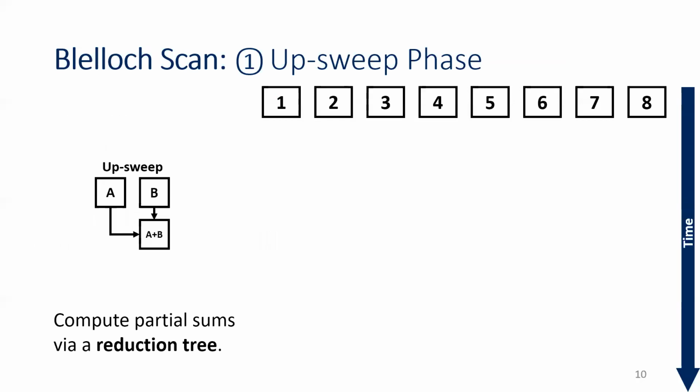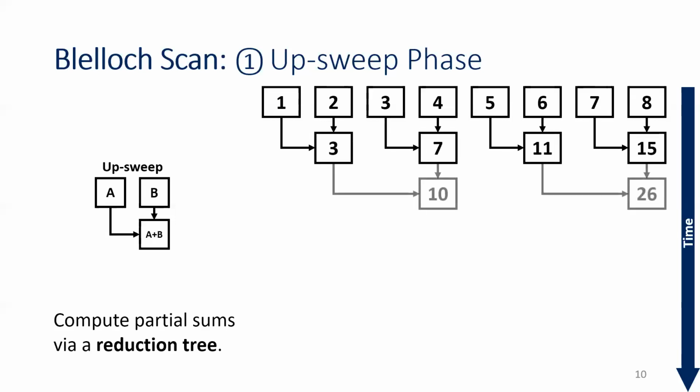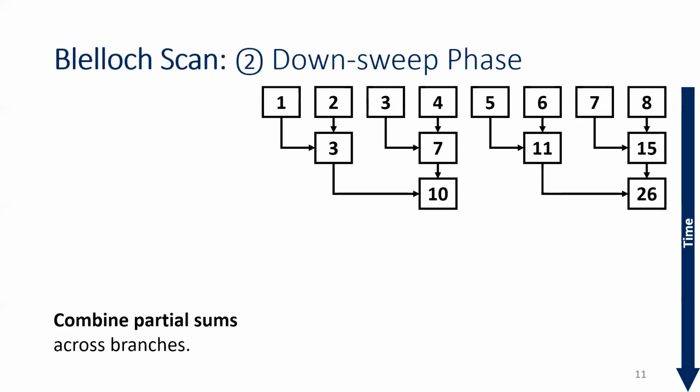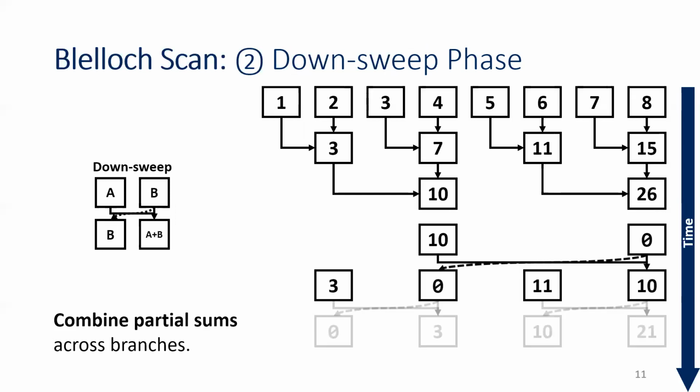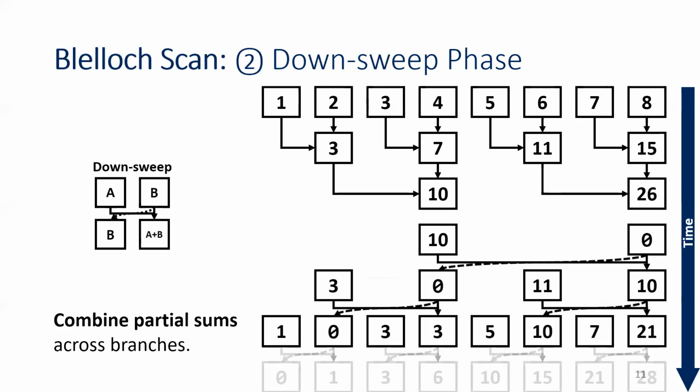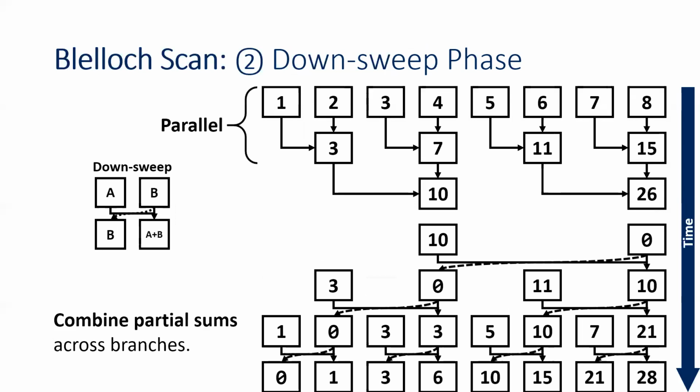There actually are a few parallel algorithms to do that, most famous of which is the Blelloch scan algorithm. Blelloch scan contains two phases. In the first upsweep phase, it computes partial sums via a reduction tree. And in the second downsweep phase, it combines the partial sums across branches to cover all possible outputs. It is important to highlight that each level can be done in parallel given enough workers.